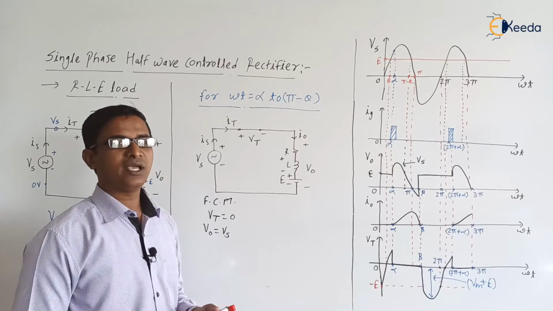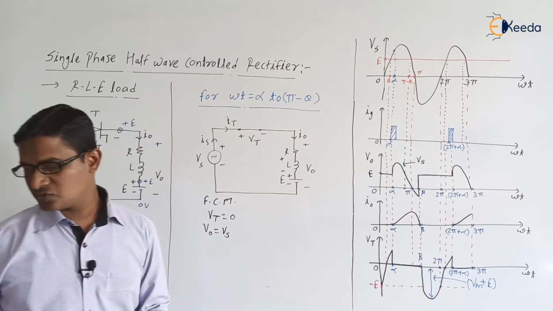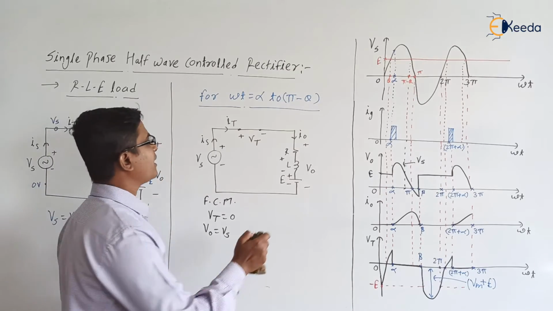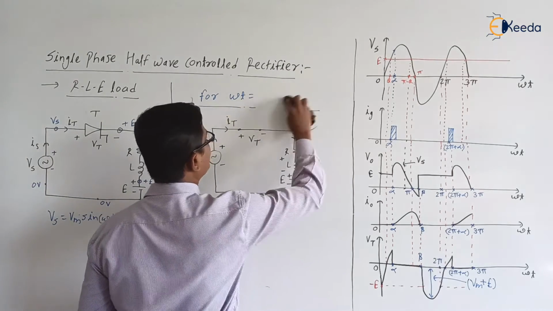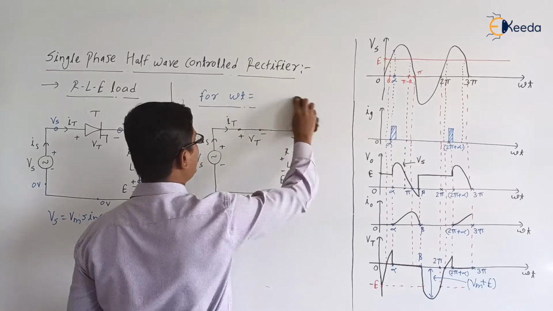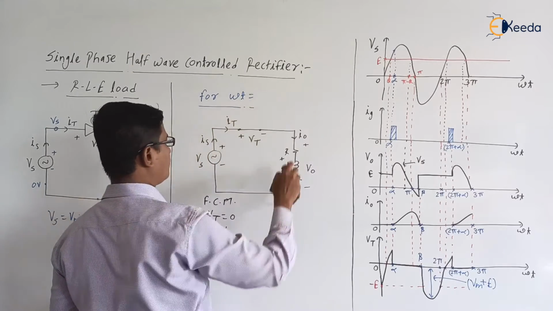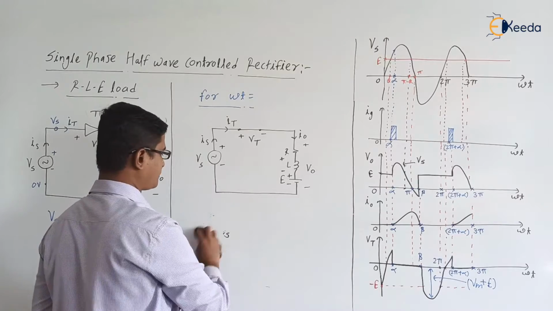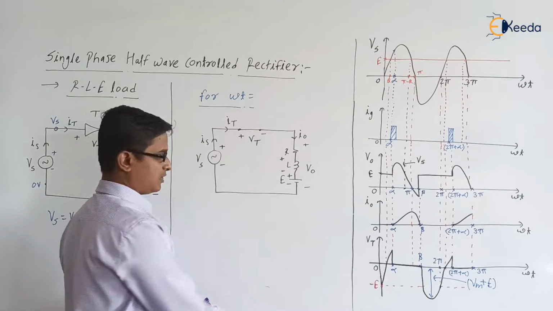Inductor stores the energy. Okay, next, from omega t is equal to pi minus theta to pi, what will happen? Let us discuss pi minus theta to pi.